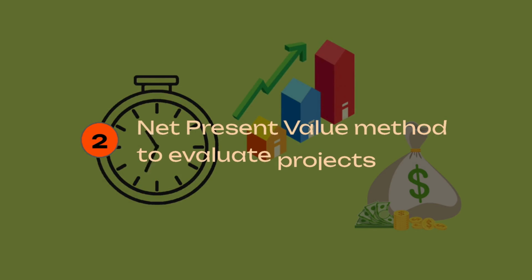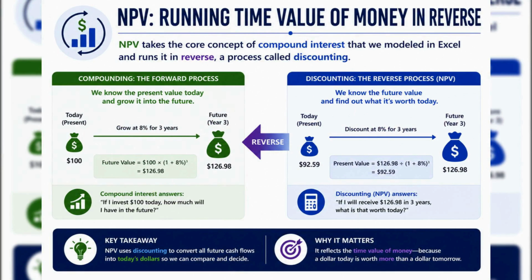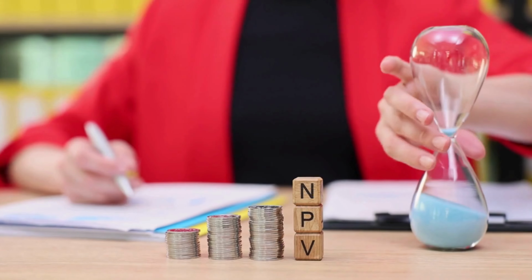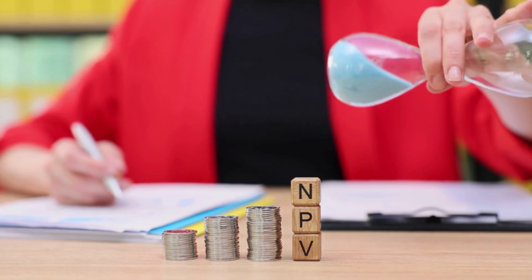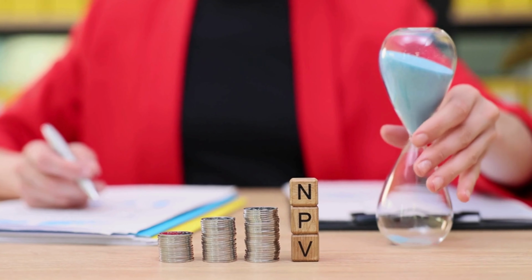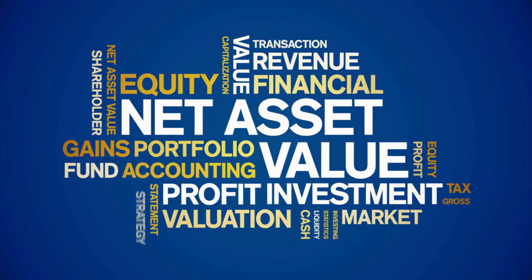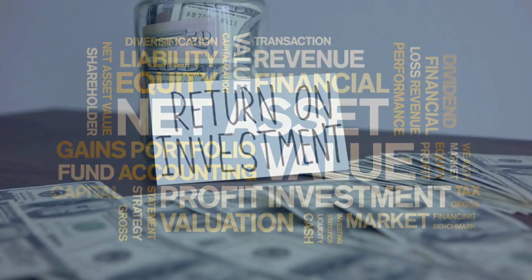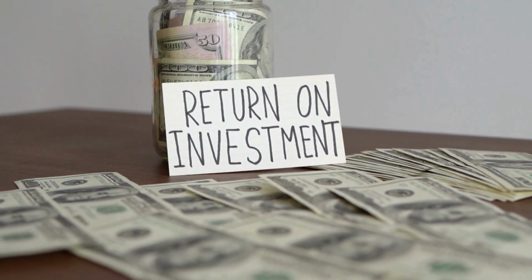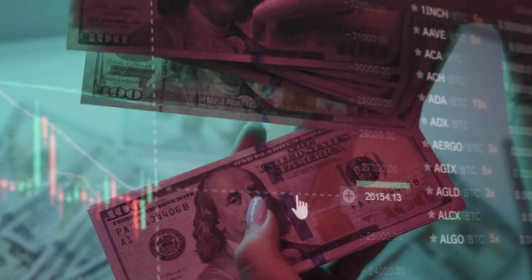To solve that flaw, corporate finance relies heavily on net present value, or NPV. NPV takes the core concept of compound interest that we modeled in Excel and runs it in reverse, a process called discounting. Because inflation and risk mean $1 today is worth more than $1 tomorrow, NPV discounts all future cash flows back to today's dollars using the company's cost of capital. If you sum up the discounted cash flows and subtract the initial investment, you get the net present value. If the NPV is positive, the project will create wealth and should be accepted. If it is negative, it will destroy value and should be rejected.